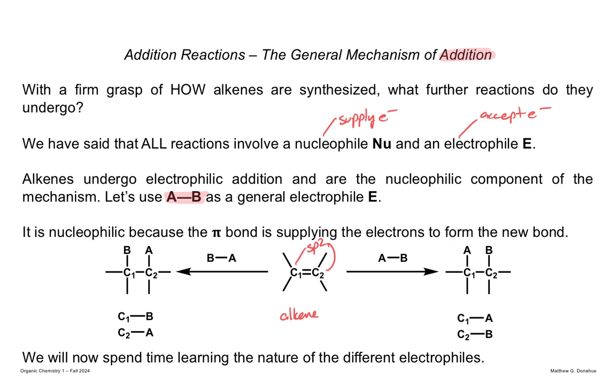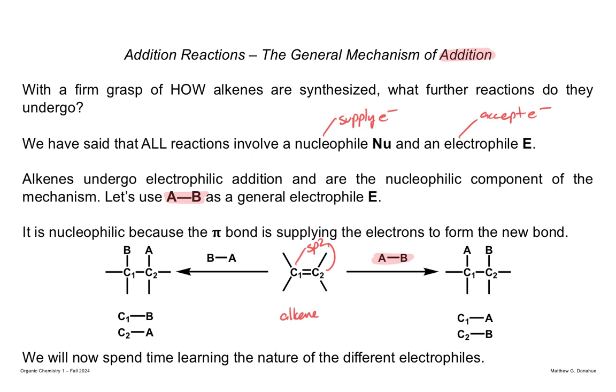The issue now, as we see, you can go to the right or to the left. So if we go to the right, we see that carbon 1 is going to bond to A, carbon 2 is going to bond to B. Or we can form some sort of isomer of that, where carbon 1 gets B and carbon 2 gets A.